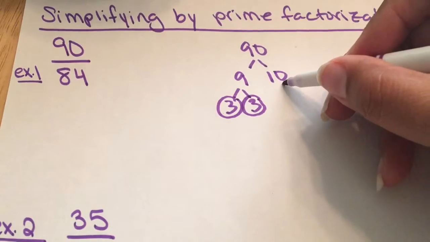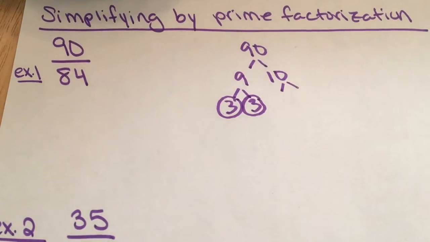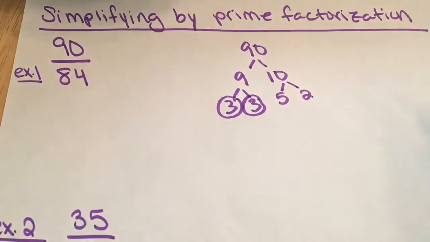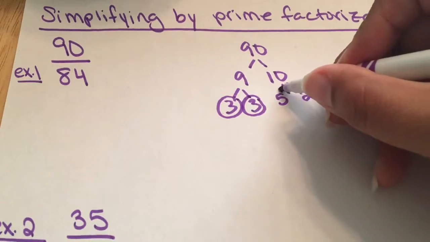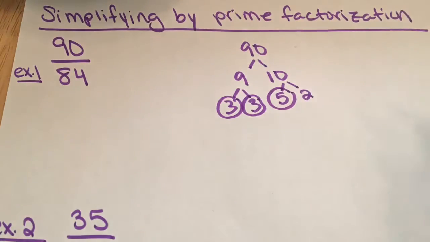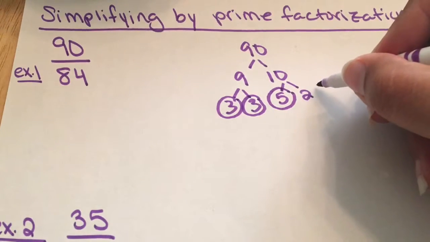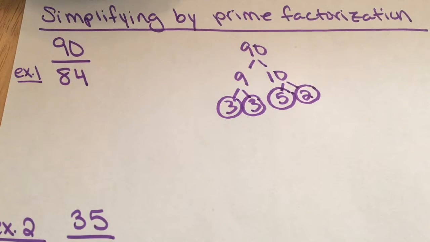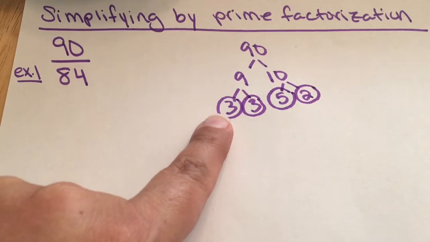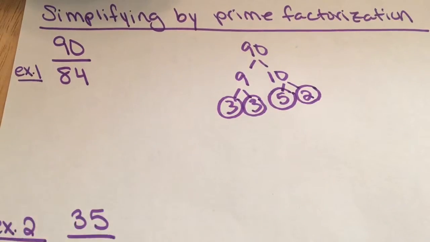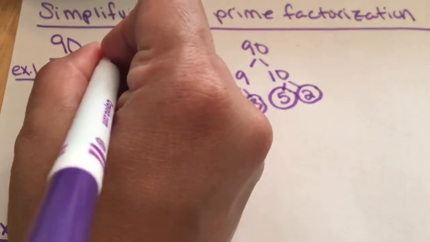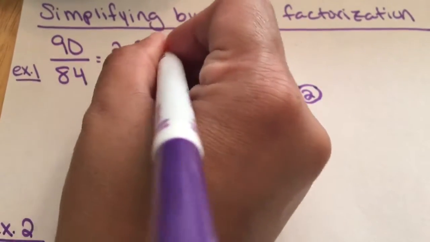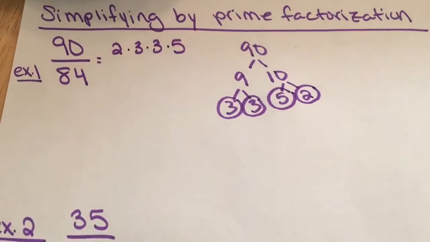Then we have 10. Well, we know that that's not prime, so we're going to list 2 more factors of 10. I'm going to list 5 times 2. We know that the factors of 5 are 1 and 5, and the factors of 2 are 1 and 2, which makes both of those a prime number. Therefore, the prime factorization of 90 is 3 times 3 times 5 times 2. So I'm just going to go ahead and write that here in my numerator. I do want to clean it up a little bit, so I am going to put it in order, but it's still those same 4 numbers.